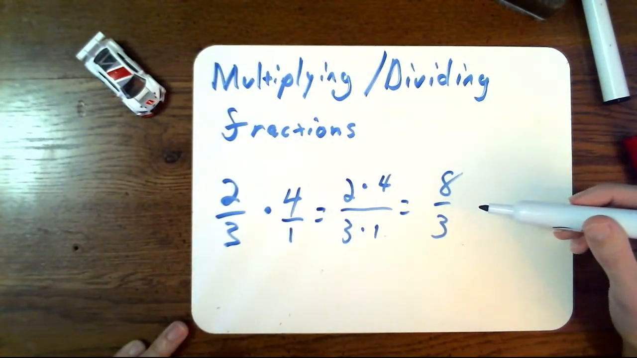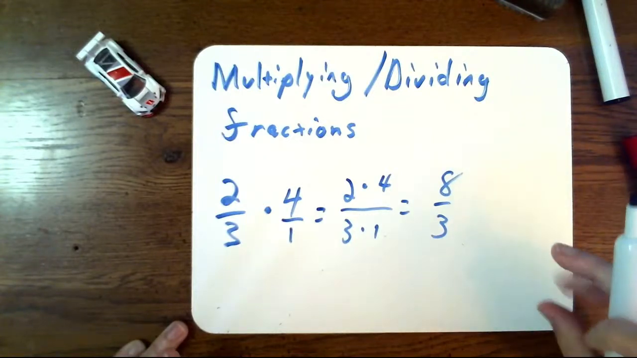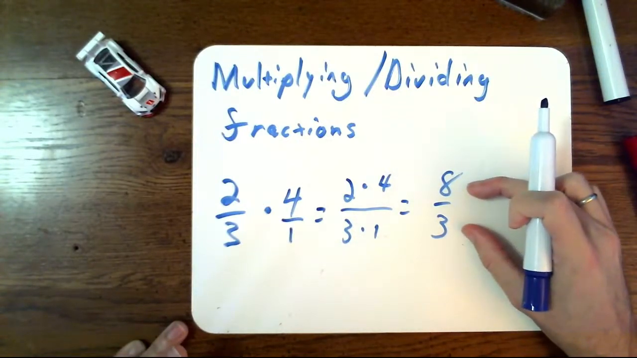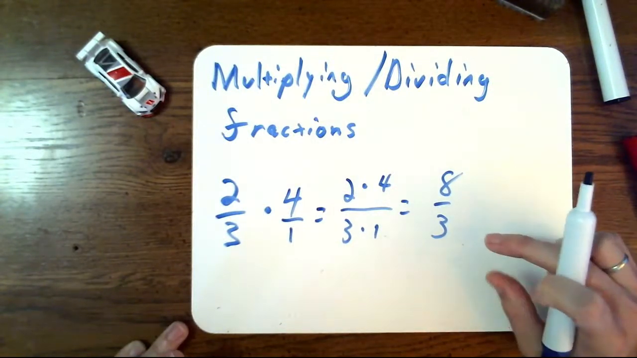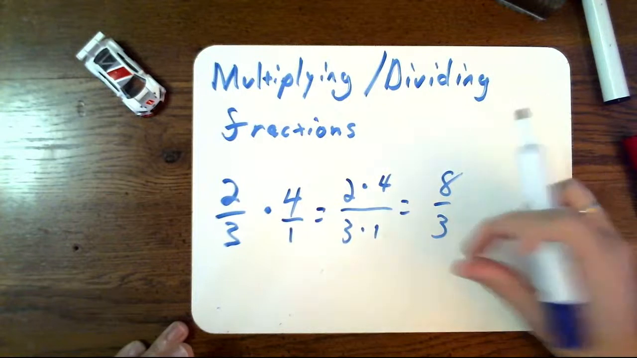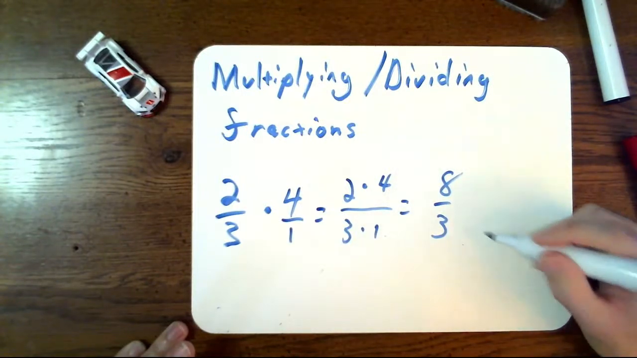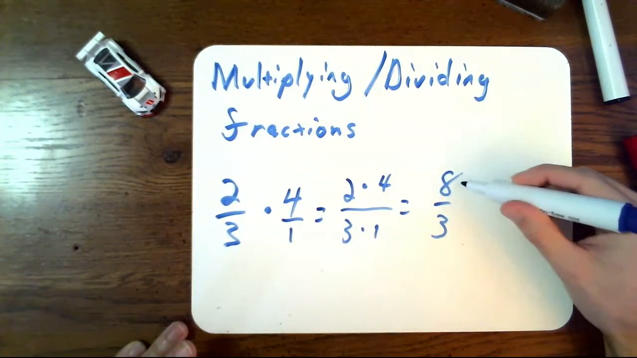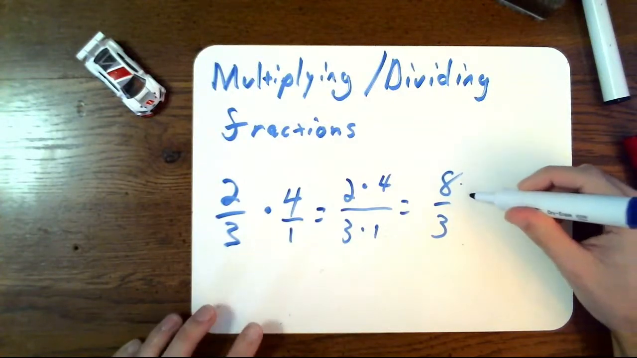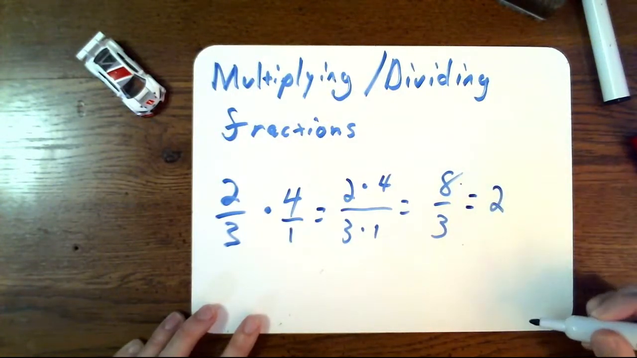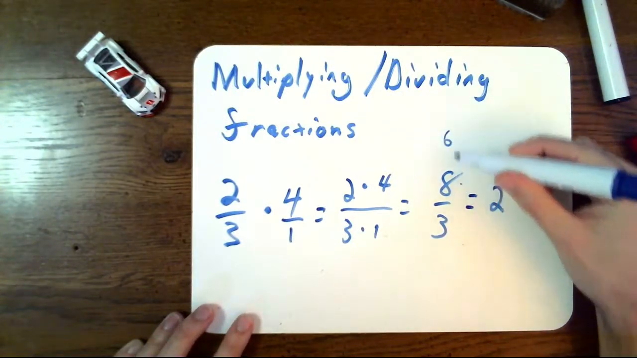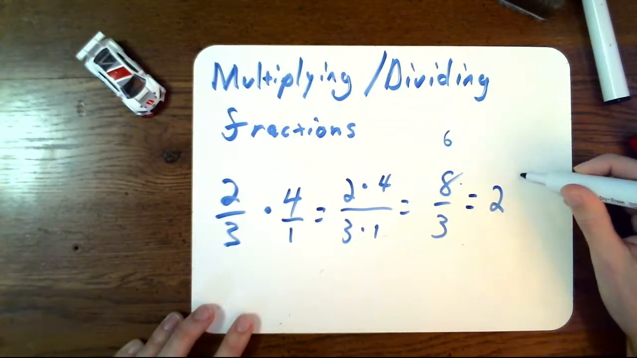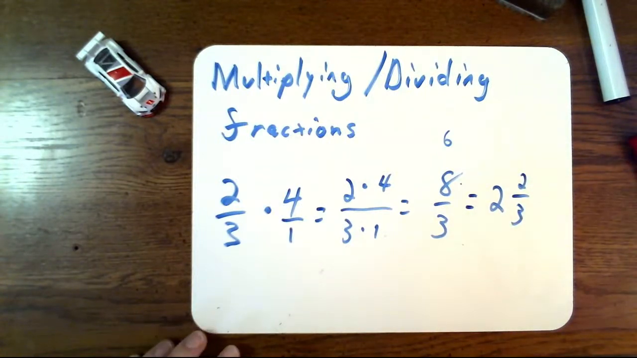Another thing to worry about is changing from, this is called an improper fraction because the numerator is bigger than the denominator. There is a way to change from improper to a mixed number, and that is, how many 3's can you fit into 8? Well, I know I can fit at least 2 of them. And what is 2 times 3? Well, it's 6. 8 minus 6, so there's 2 left over.